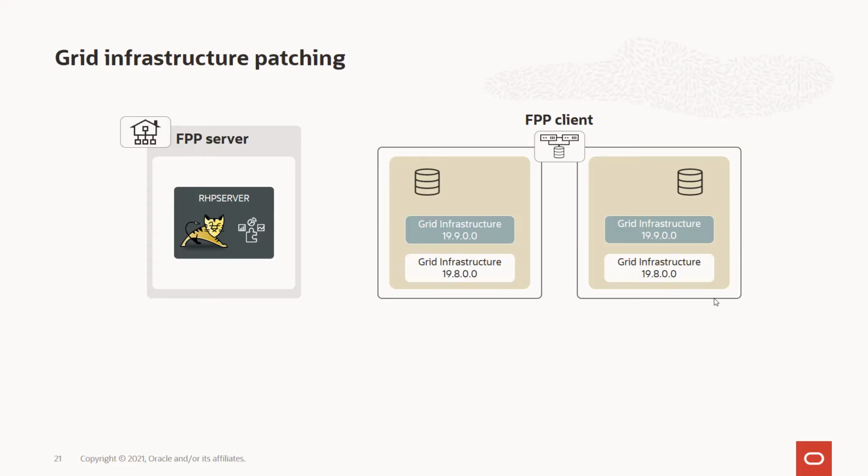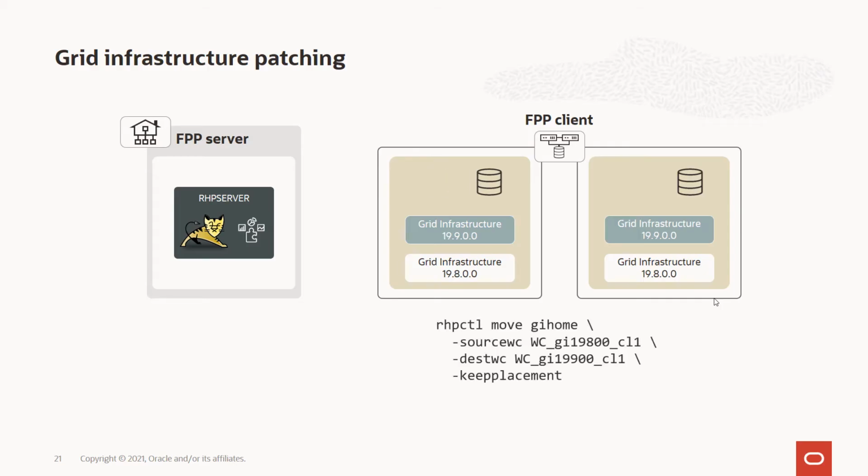What we do is we have a command to move the GI home, so the grid infrastructure home, from one working copy to another one. So here, as I said, we specify the working copies, not anymore the client. And FPP server always acts rolling. So it will relocate the services and always do one node at a time.